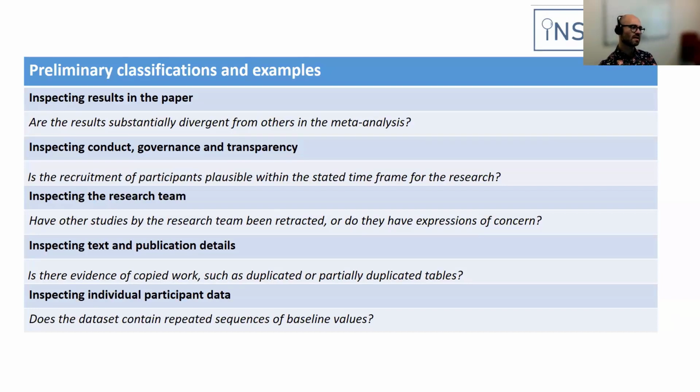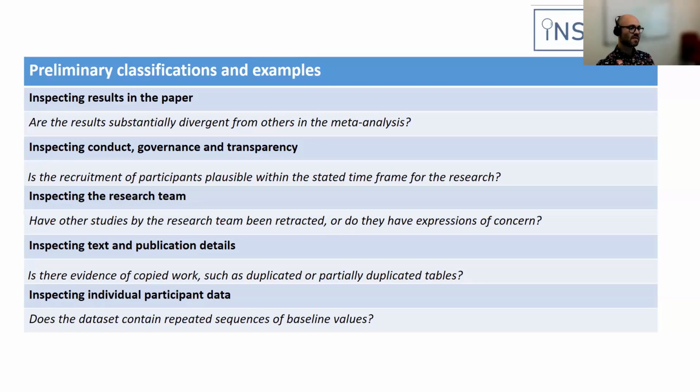In our first domain, we have inspecting the results in the paper. An example of an item there is, are the results substantially divergent from others in the meta-analysis? Straight away, that's the kind of check that might make some of us quite nervous, right? If we're going to start excluding trials on the basis of their results, you could see how that could potentially introduce some bias into our meta-analysis.